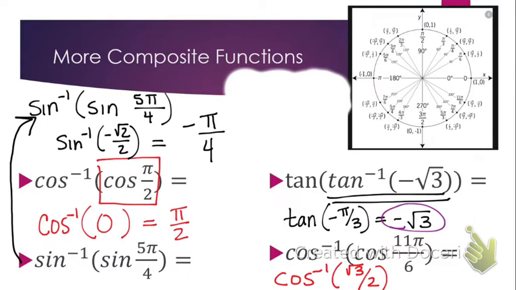Now, because this is the inverse cosine, you need to look in quadrants 1 and 2 to figure out which angle in quadrants 1 or 2 has that value. So what angle has the value of positive square root of 3 over 2? And the final answer would be positive pi over 6.